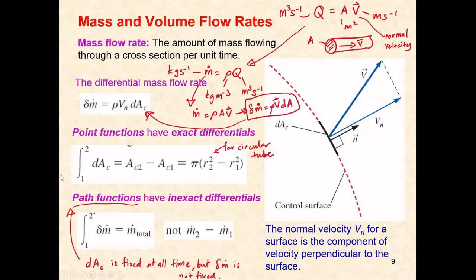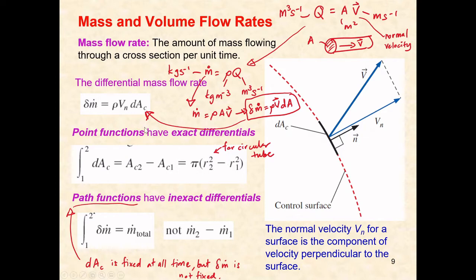If you are interested in the area between area 1 and area 2, you can integrate the differential of area A_c, and then we get A_c2 minus A_c1. If you are referring to a flow in a pipe, then A equals pi r squared. So it's pi r2 squared, and this one is pi r1 squared. So you have a difference of area, which gives you the area between area 1 and area 2.